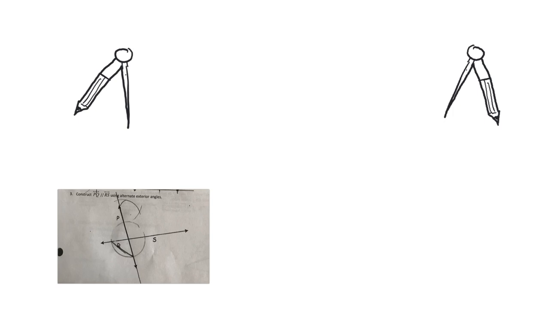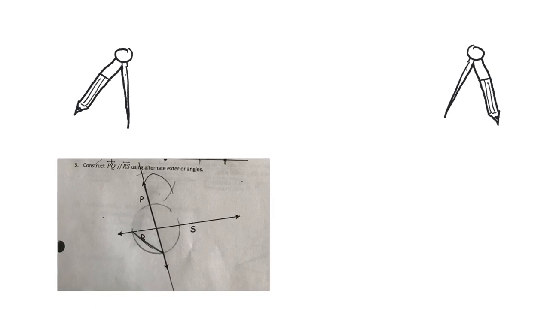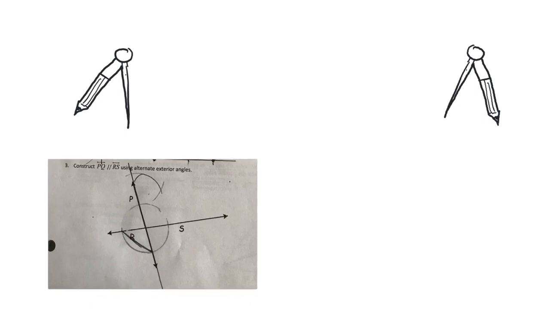using a compass and a straight edge. And these are sort of interesting problems to tackle, pretty unique problems. So I say we just dive right in. We only have 3 problems in this particular video. So based off of this one, construct PQ is parallel to RS using alternate exterior angles.